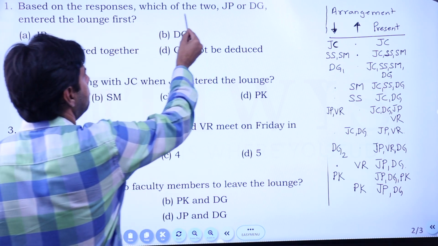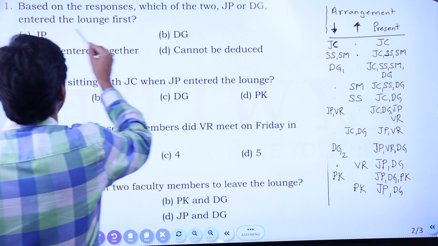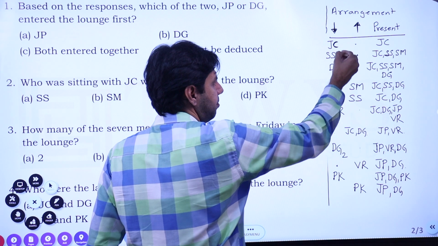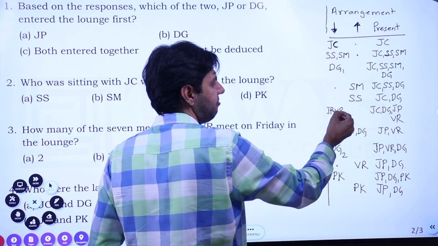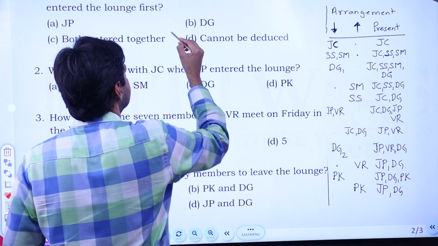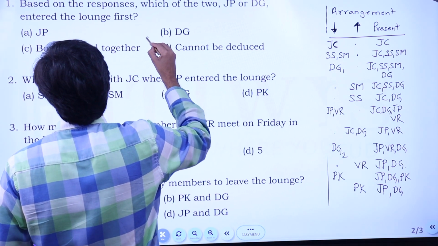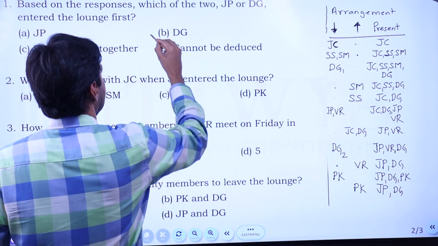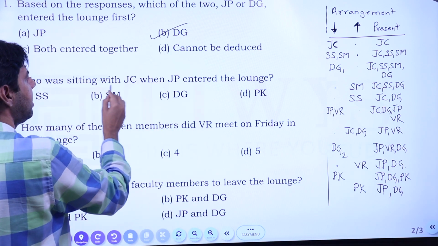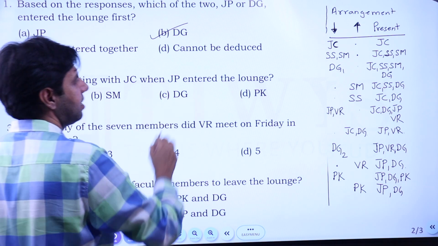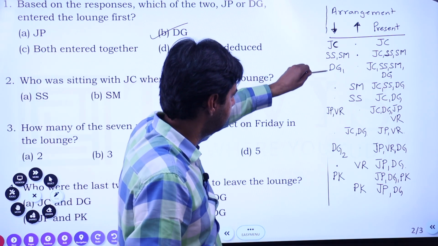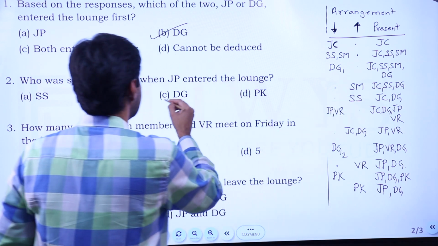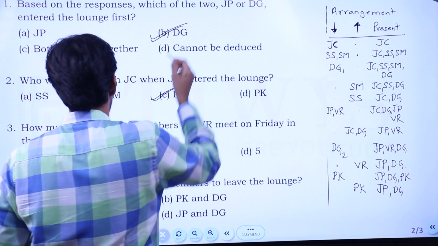Based on the responses, which of the two, JP or DG, entered the lounge first? Out of JP or DG, DG came in first, then JP came. So DG. Who was sitting with JC when JP entered the lounge? So look at the entry column, JP, who was sitting with JC? It was again DG. So these are the answers.